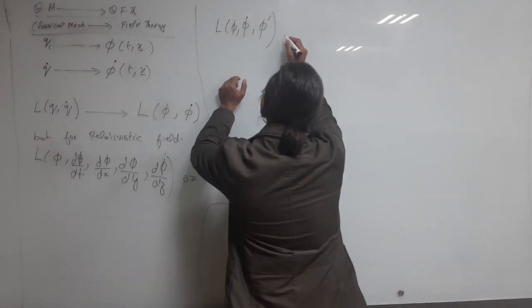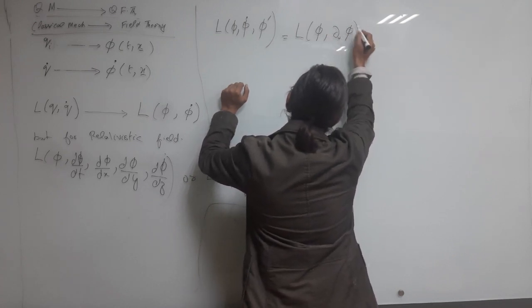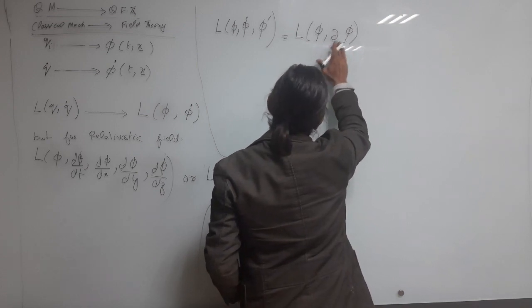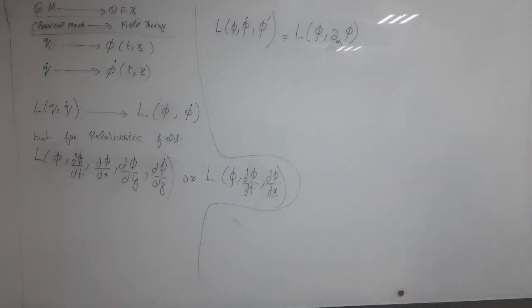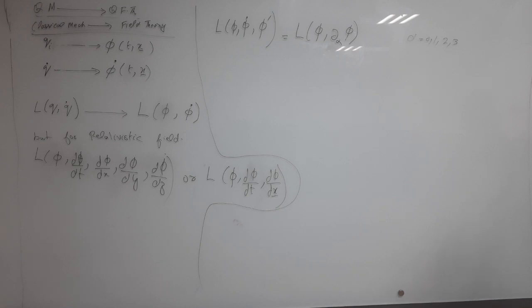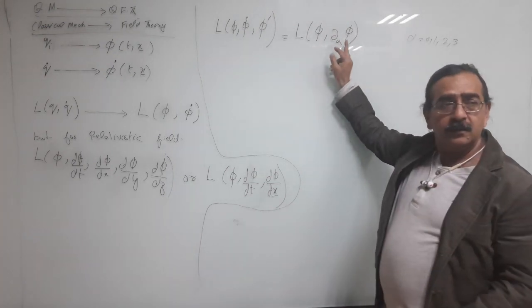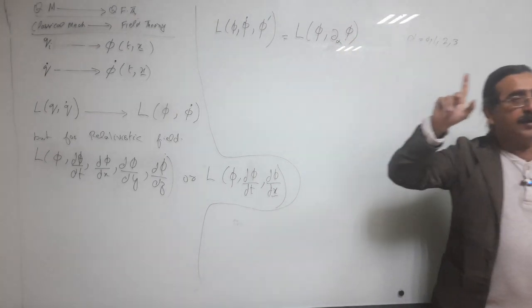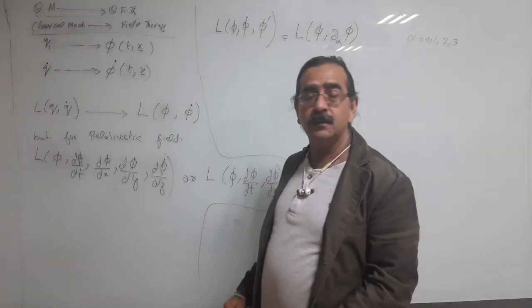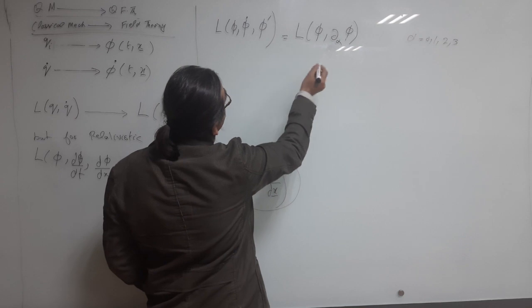By combining this, you may say that L is a function of phi and partial mu phi, or partial alpha, depending on the terminology. Alpha is the four-vector index 0, 1, 2, 3. Got it? Simple. It means your Lagrangian will be a function of phi and the four-velocity. Why? Now not only time but also the time derivative and position derivatives will be involved. So that will be equal to this. This will be your Lagrangian.